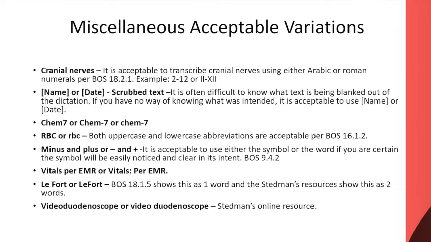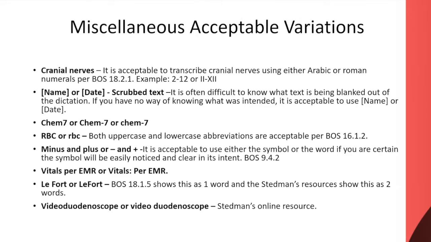And you'll come across Chem 7 as well. Now, those are the three ways that we accept it. You can capitalize Chem and use a hyphen 7 or no hyphen, or you can use Chem 7 with a hyphen but lowercase c. So any one of those three combinations is acceptable. And RBC, uppercase or lowercase abbreviations, are acceptable, and the BOSS reference on that is 16.1.2.